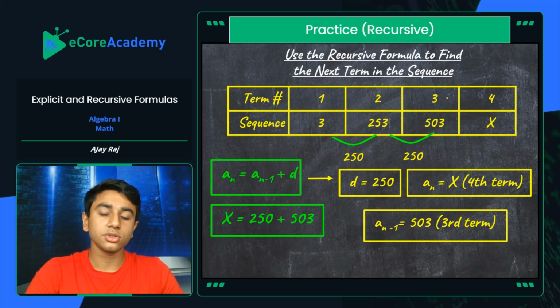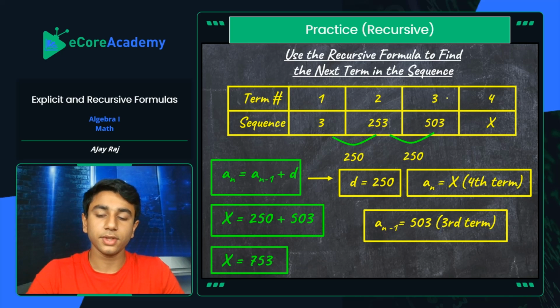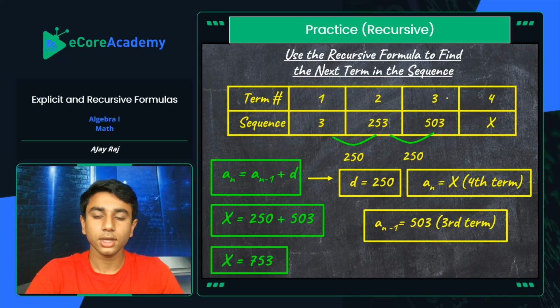So now all we need to do is add our previous term with our common difference, 503 as our previous term, plus common difference 250. And we get our answer as 753. So that means the fourth term in this sequence is going to be 753, what we're looking for, a of n. As simple as that.